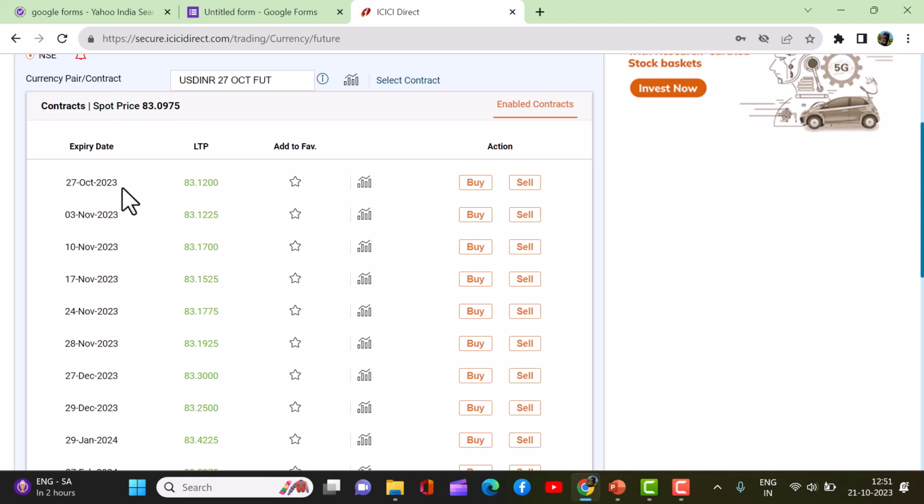Now, if you want to buy dollars, okay, so if you want to book a contract, then you have a contract for 27th of October, which is 7 days from now. Okay. Then you have 3rd November. Then you have 10th November, weekly contracts. Then 17th November, then 24th November. So 4 weekly contracts, and 28th November is the monthly contract.